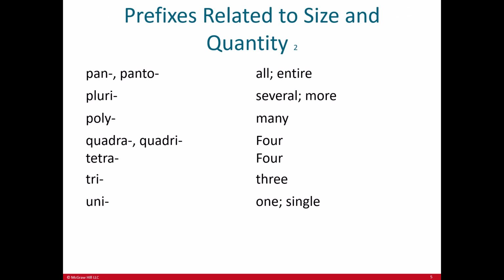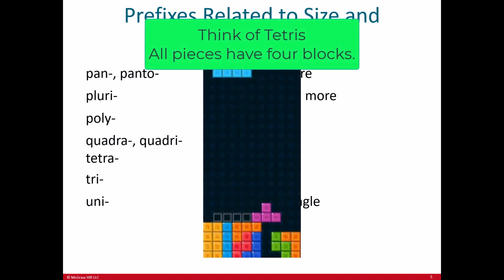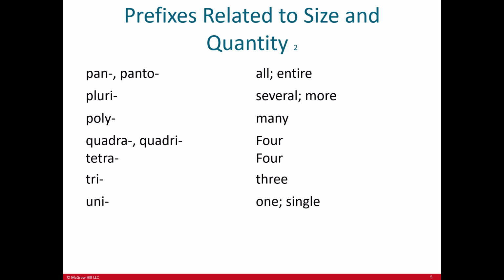All right, let's look at some more prefixes related to size and quantity. Here we have pan or panto, which means all or entire. A good way to remember this is when you're cooking, you put it all in the pan. Then we have pluri, which means several or more. You can kind of think of the word plural, right? There's multiple. Again, here was poly that I mentioned with the Y, meaning many. Then quadra or quadri, they both mean four, as well as tetra. Tetra means four as well. Then we have tri, which means three. And then uni, so if something's unilateral, only one side is being affected. So uni means one or single.